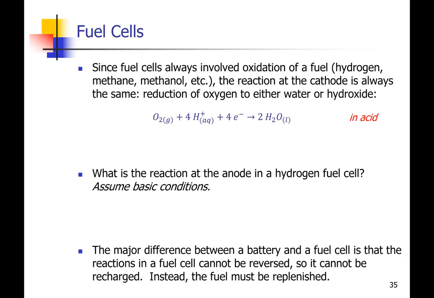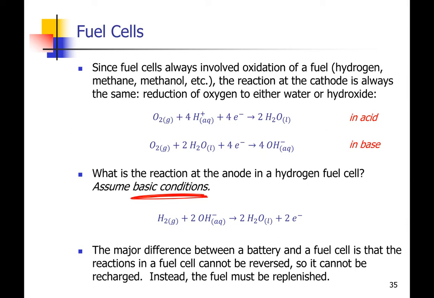If it's operating in acid, then you're looking at the reduction of oxygen gas in the presence of acid to make water. And if it's operating in base, then you're looking at the reduction of oxygen gas in the presence of water to make hydroxide ions. If we want to think about the hydrogen fuel cell specifically, the reaction at the anode is going to be an oxidation of hydrogen. And since fuel cells are typically run under basic conditions rather than acidic conditions, we're looking at the reaction of hydrogen gas with hydroxide to produce water and electrons.